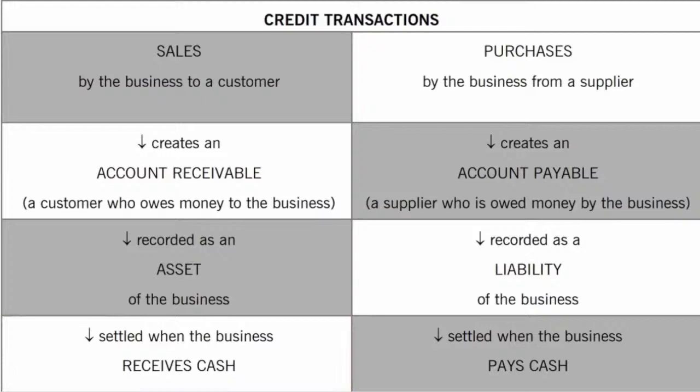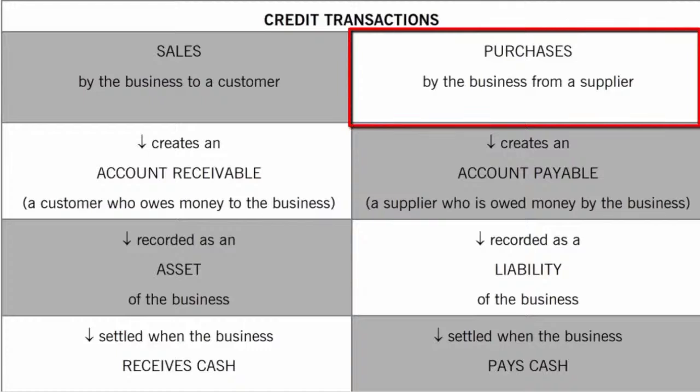Now let's flip to the other side. What happens when a business buys goods or services on credit? Here's the process. 1. What happens? The business buys goods or services from a supplier. Instead of paying immediately, the business agrees to pay later.